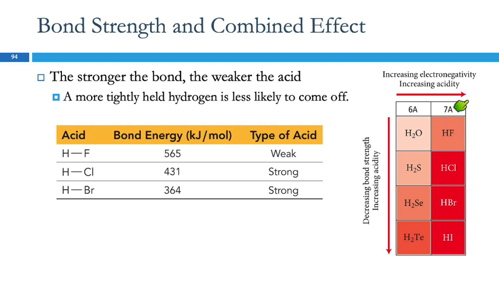As we go to the right, the electronegativity is increasing, which means that bond is more polarized. So HF is a stronger acid than H2O. When we're going down the periodic table, the bond strength is getting weaker because the family's getting bigger. It's harder to hold on to that hydrogen ion. So then things get stronger. Any questions?